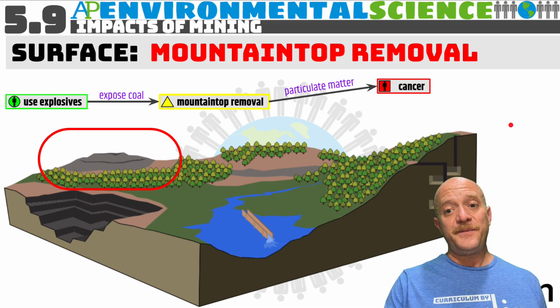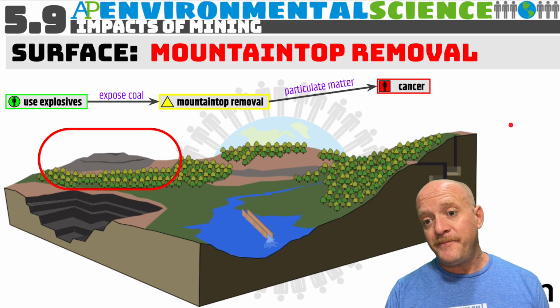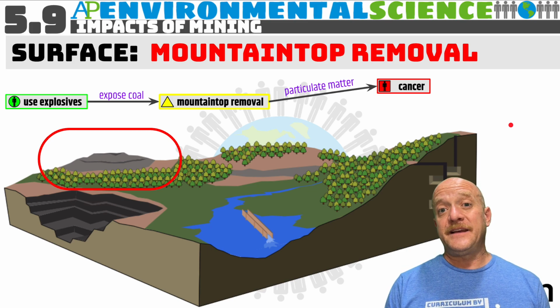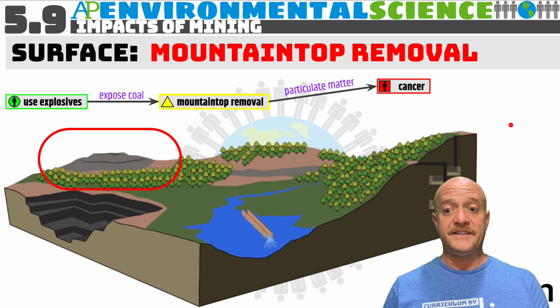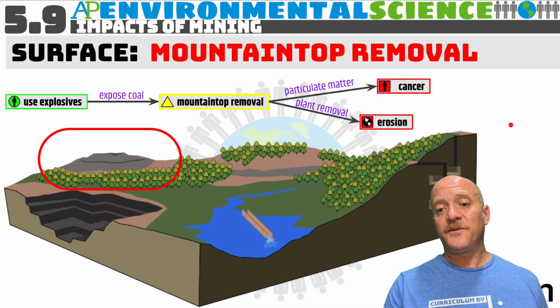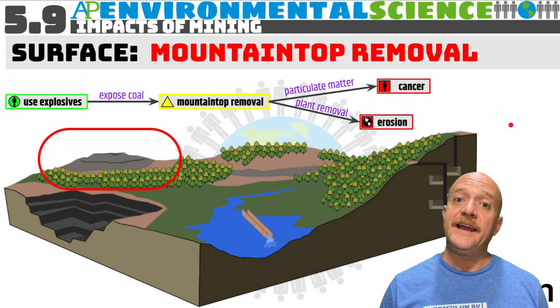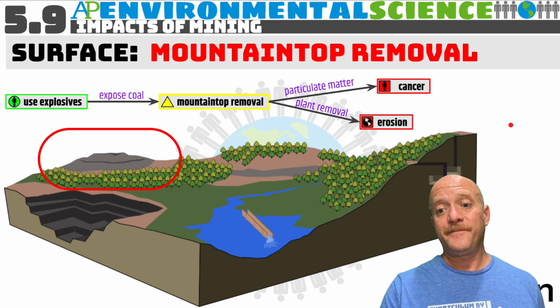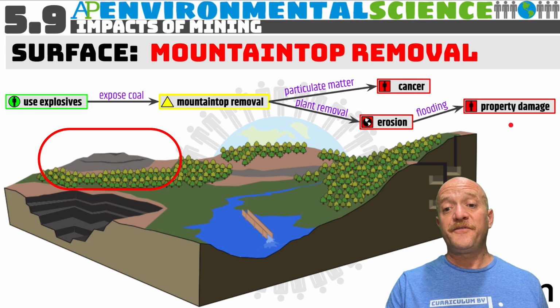It can lead to cancer because people can breathe in the particulate matter. All of the dust that is generated can get into areas that are populated, and if people are breathing it in, it can cause respiratory illnesses. It can also cause soil erosion because you are removing all of these plants, which act as a sponge and a stapler. And this can lead to property damage if there is any sort of flooding.